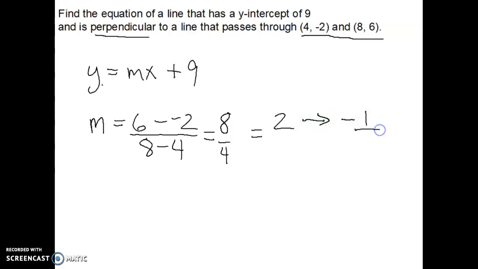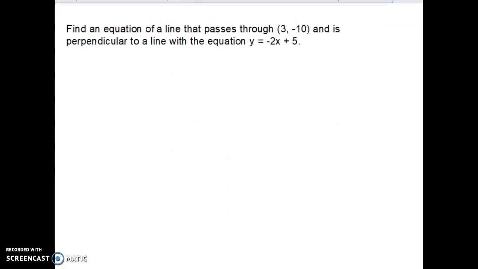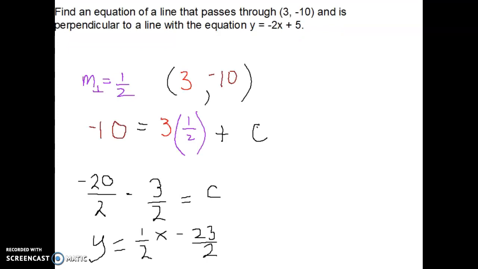Negative inverse. Now we can rewrite our equation. We know the intercept is 9, and we know our gradient is negative 1/2. So y is equal to negative 1/2 x plus 9. We're finished with that one. Try this one on your own. And this should be your solution. y is equal to 1/2 x minus 23/2.